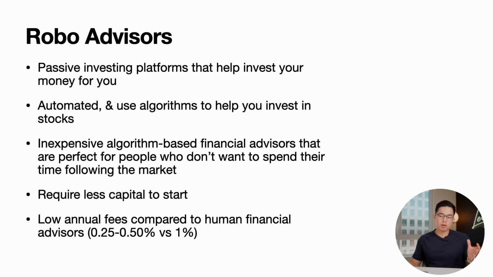And basically, these robo-advisors are using algorithms to help you invest for you. They're really inexpensive, and they are algorithm-based financial advisors that are perfect for people who don't want to spend their time following the market. So people that want to be extremely passive investors and not active traders. They'll generally require a lot less capital to start than, let's say, using a human financial advisor, and the annual fees for a robo-advisor are much less. So they'll generally be between 0.25 to 0.5% per year versus 1% for a human financial advisor.